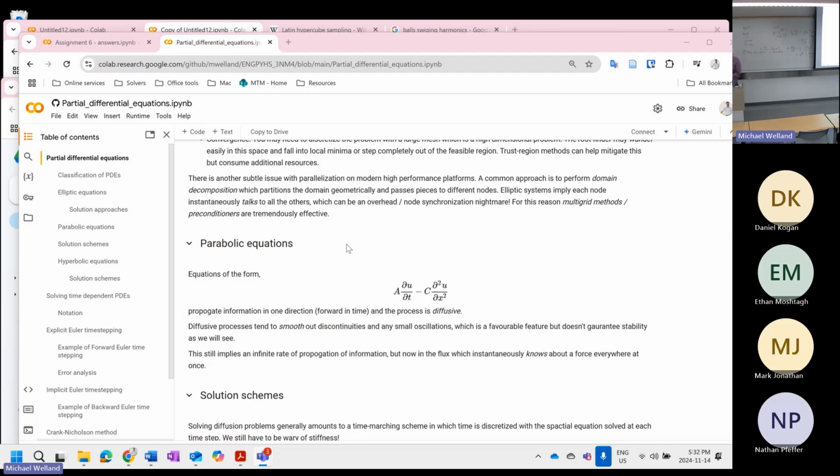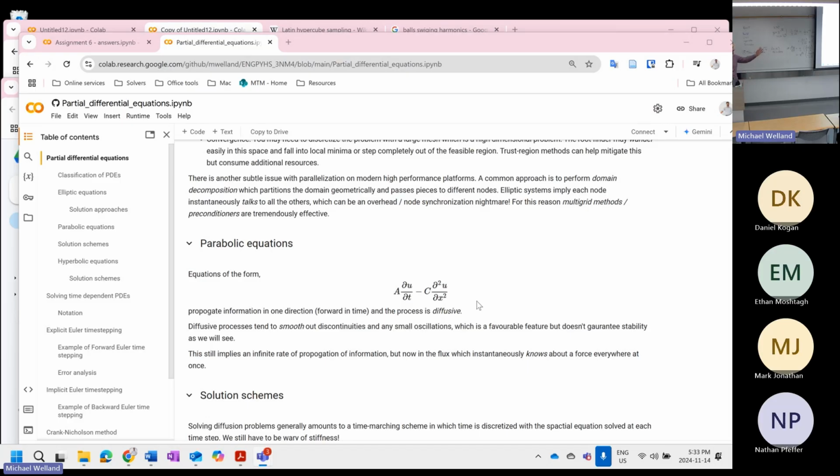Yeah. Did we talk about parabolic equations? How to solve them? I don't think so. Okay, so parabolic equations. Any equation of the form something ∂/∂t minus something else that's at least squared.